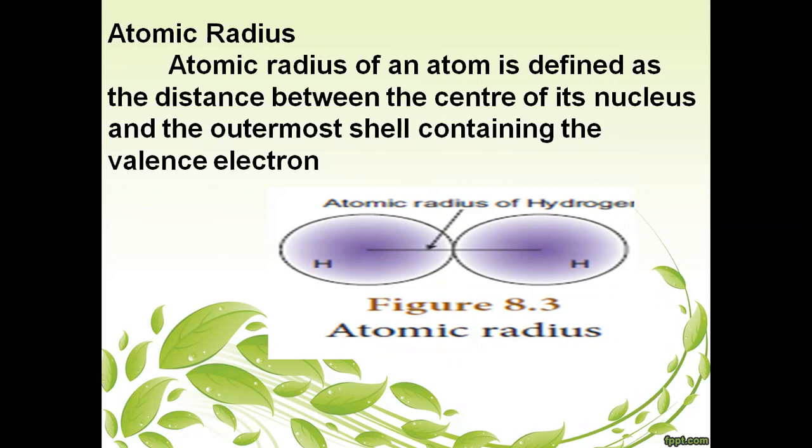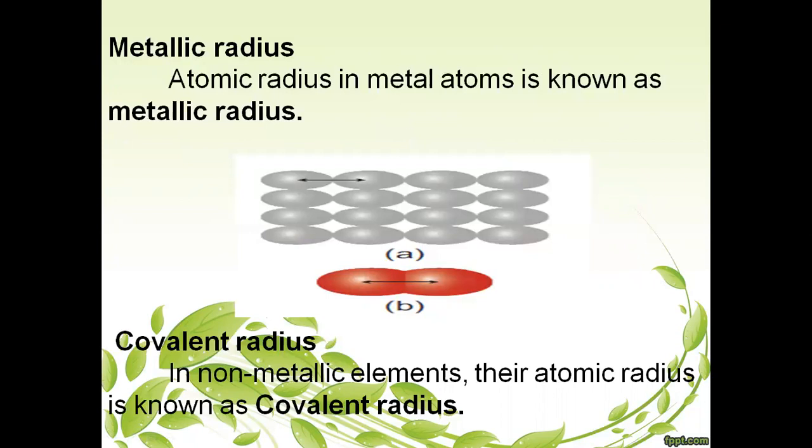For one atom, the center is the nucleus, which contains the protons. The distance between the nucleus and the outermost shell, the L shell, is called the atomic radius. But we can't directly measure the atomic radius of an isolated atom. So we use the covalent radius or the metallic radius. These two measure the atomic radius: metallic radius and covalent radius.